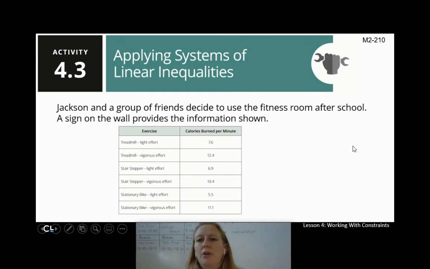So let's hop on over to page M2-210. And let's pick up where we left off. So Jackson and a group of friends decide to use the fitness room after school. A sign on the wall provides the information shown. Now, this is tiny on my screen, but if you have it in your book, obviously it's bigger and easier to read.